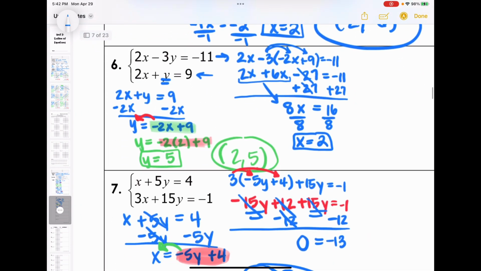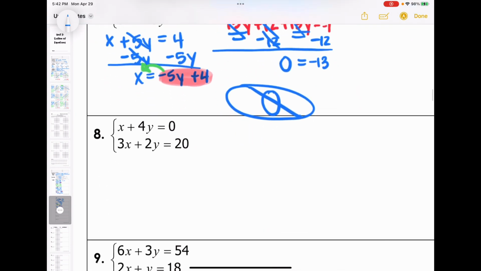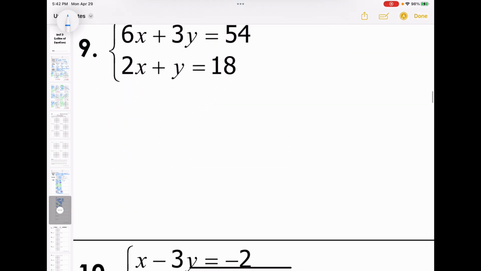All right. Number 8, we're going to skip, but if you want to work it out and check, your answer is 8, negative 2. And we're going to do number 9. So we have 6x plus 3y equals 54 and 2x plus y equals 18.